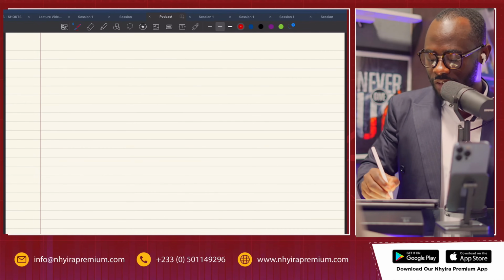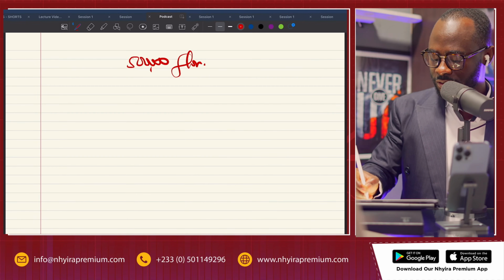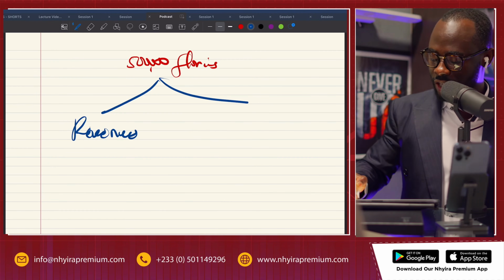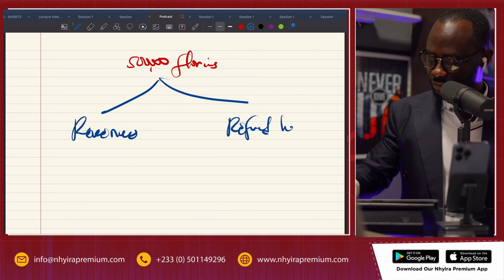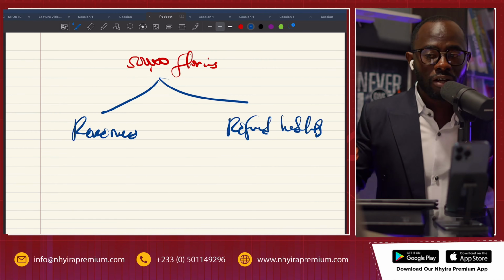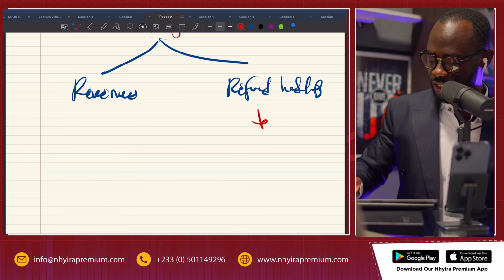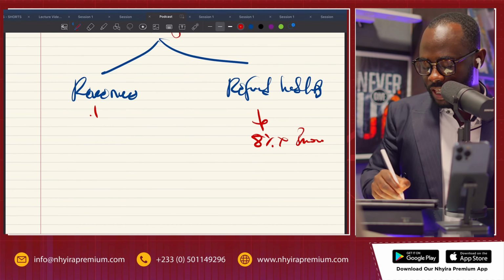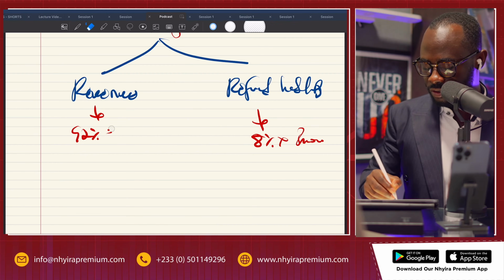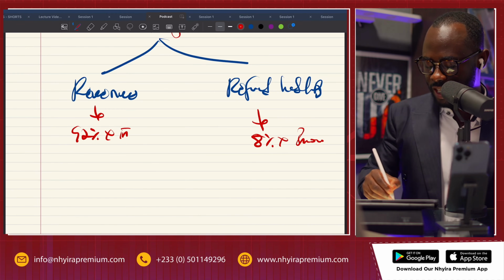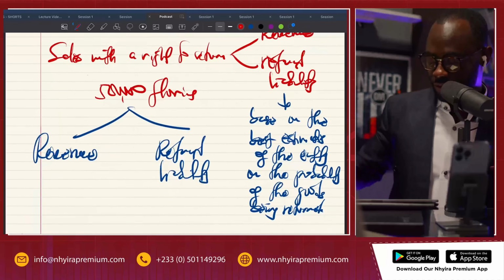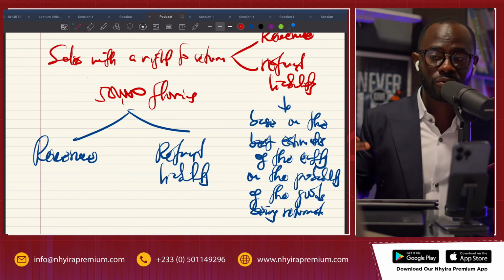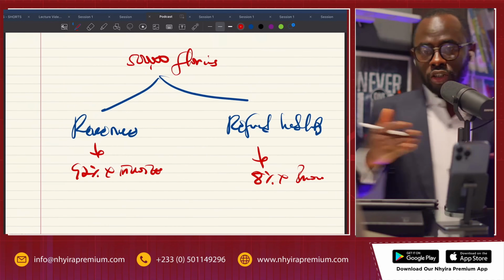It means that the invoice value of 500,000 florins, we have to recognize revenue and recognize the refund liability. So the amount recognizable as a refund liability will be the 8% of the invoice, right? And then the revenue will be 92% of the invoice. Does that make sense? You get the idea here? It goes back to the principle we explained here about when there is a sales with the right to return option. So that is the idea there.